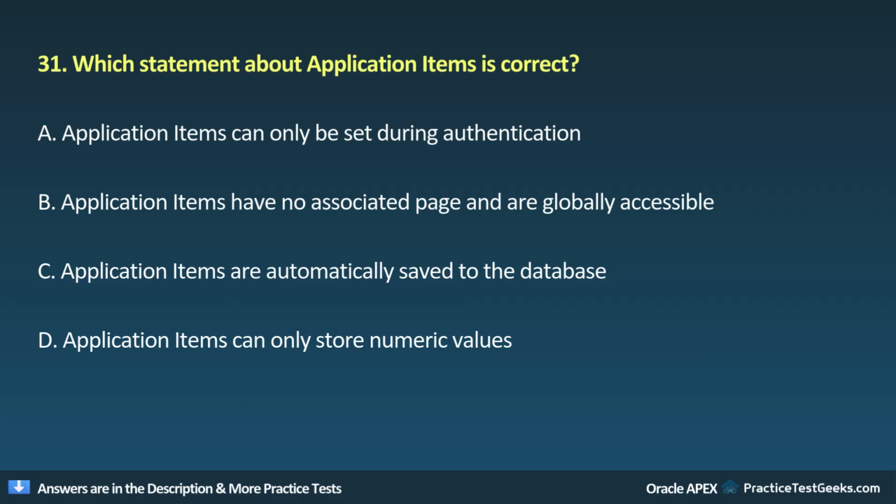31. Which statement about application items is correct? A. Application items can only be set during authentication. B. Application items have no associated page and are globally accessible. C. Application items are automatically saved to the database. D. Application items can only store numeric values.